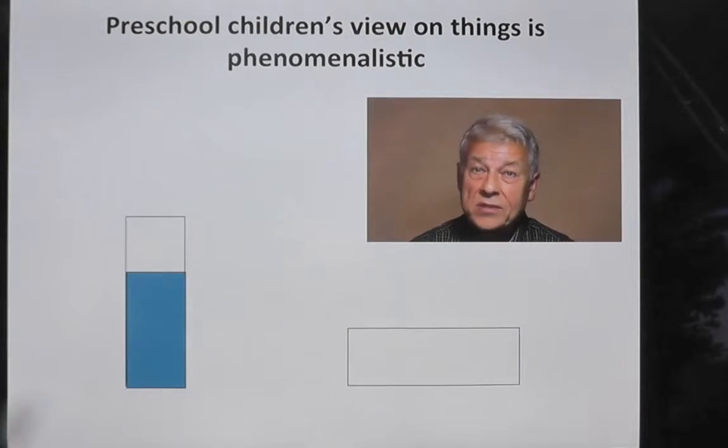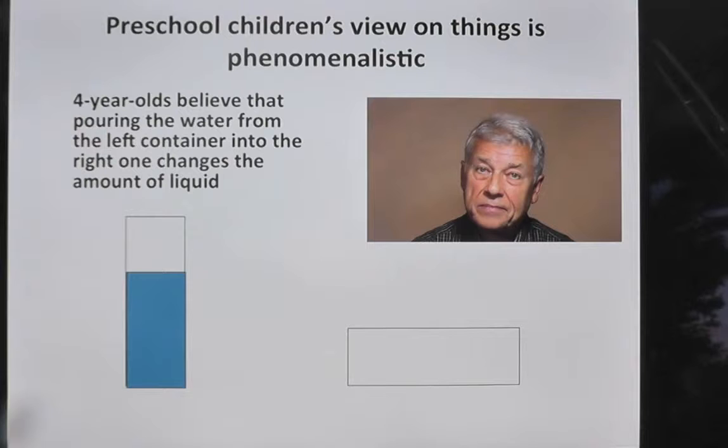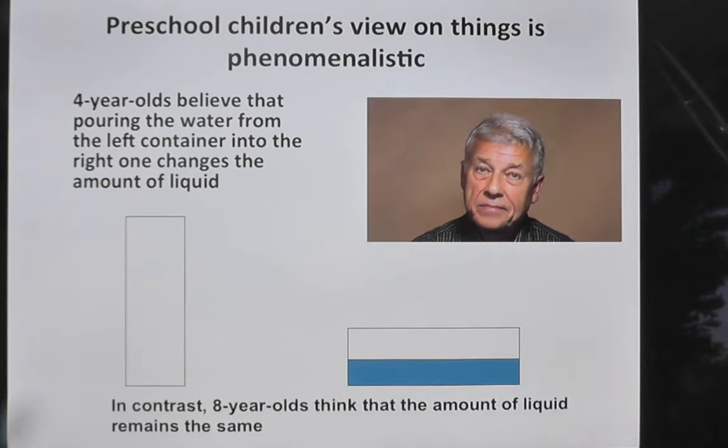In one of his famous experiments, Piaget showed that preschool children's view on things is phenomenalistic. But in school children, this wrong view on things changes for the right one, based on rational understanding and scientific knowledge. For example, 4-year-olds believe that pouring the water from the left container into the right one changes the amount of liquid. In contrast, 8-year-olds think that the amount of liquid remains the same.